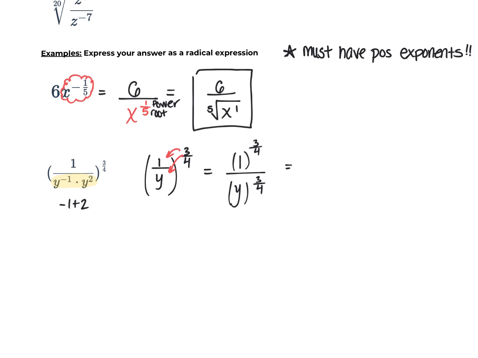Now the numerator, it's actually easier than you think. 1 to any power, whether it's a fraction or not, is always going to be 1. And then the denominator, we're going to do the same thing as before. Here is my root, and here is my power. So it's the 4th root of y to the 3rd. And this is my final answer.